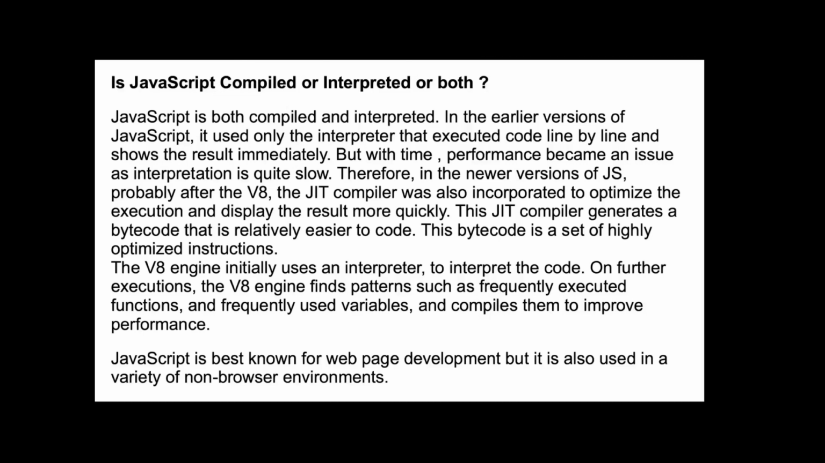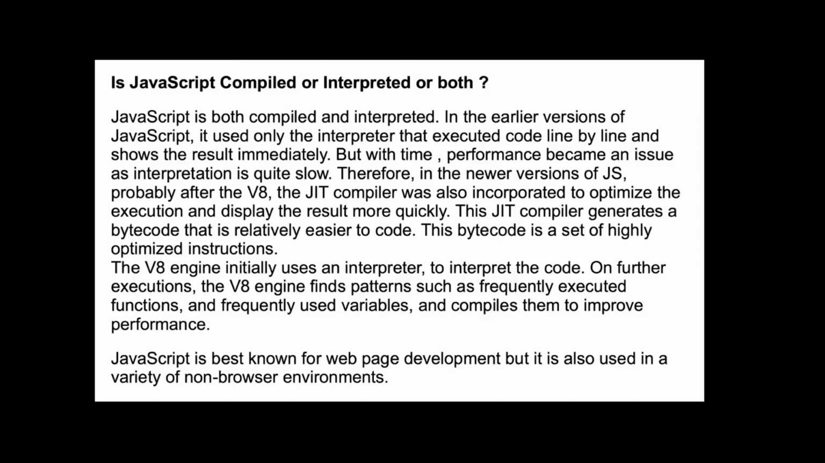So the next question is: is JavaScript compiled or interpreted, or both? JavaScript is both compiled and interpreted. In the earlier versions of JavaScript, it used only the interpreter, which executed code line by line and showed the result immediately. But with time, performance became an issue as interpretation is quite slow. Therefore, in the newer versions of JS, probably after the V8 engine, the JIT compiler was also incorporated to optimize the execution and display the result more quickly.